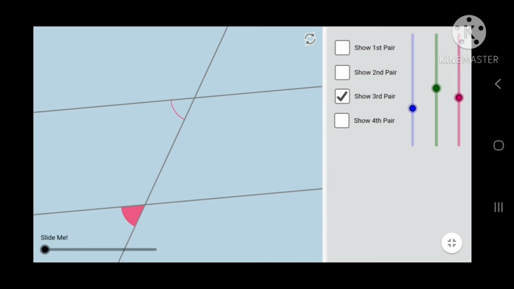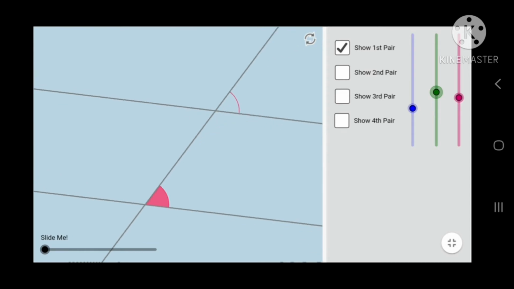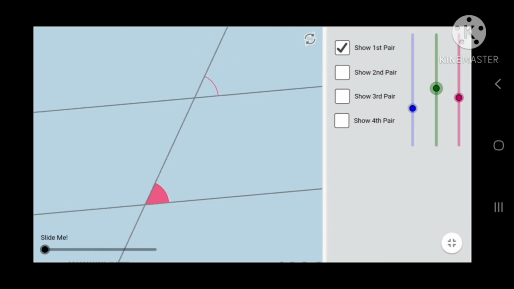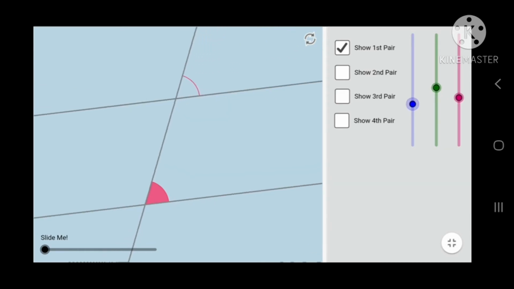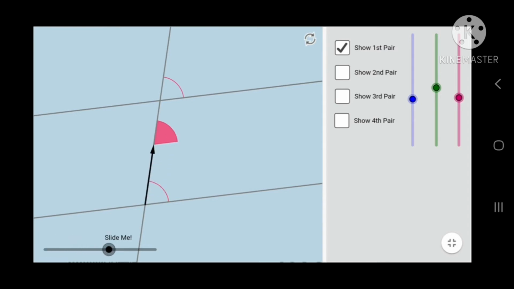So the third pair and the fourth one. You can see here all four pairs of corresponding angles are equal only when a transversal intersects two parallel lines. Now this can be in any direction. It doesn't matter in whatever direction the parallel lines and the transversal are, or at which angle it is. This will always match each other. So these are always equal in whatever direction it may be.